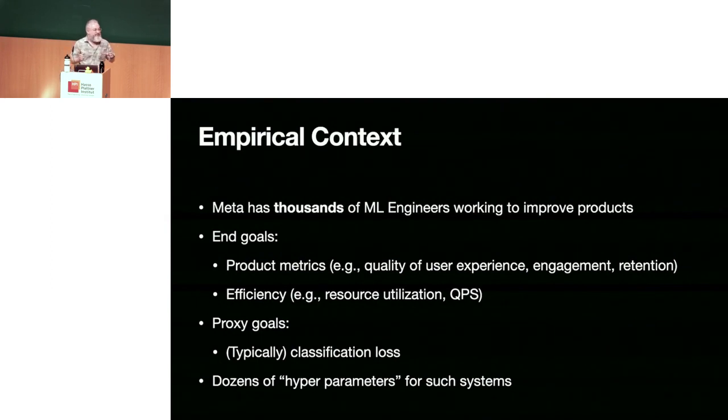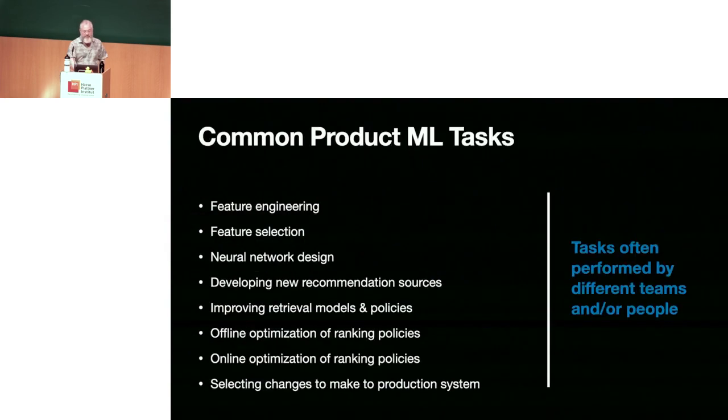In order to do this, they often can't work directly with these product metrics or even some notions of efficiency, because they need to be evaluated via some kind of randomized experiment. Oftentimes people work with proxy metrics like classification loss or maybe some kind of off-policy evaluation. And so that poses some challenges, which we'll talk about a little bit. And so for each of the systems that people are working on, there are various hyperparameters.